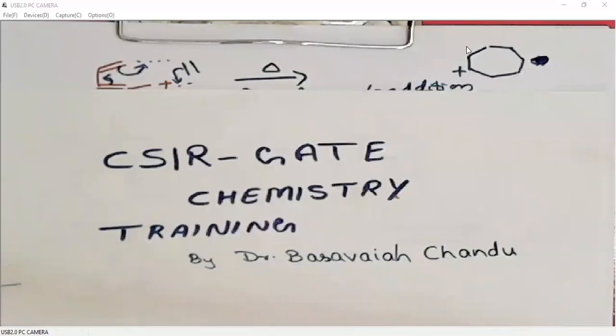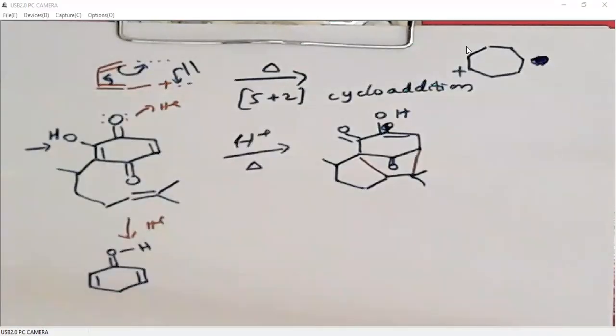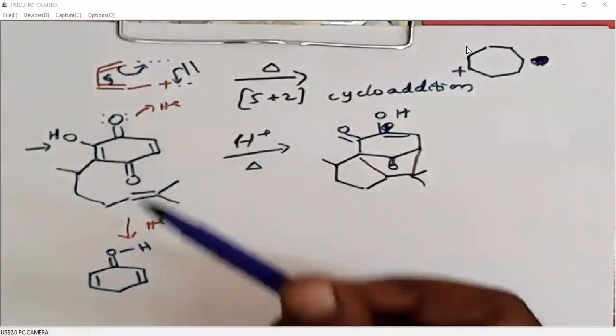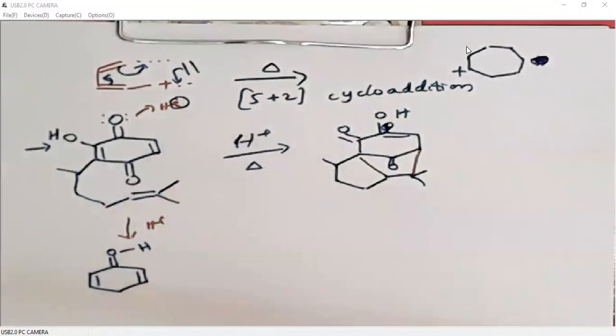Welcome to the class again. We were discussing the 5+2 cycloaddition. Under acidic conditions, this carbonyl will be protonated so that it generates a positive charge on oxygen.